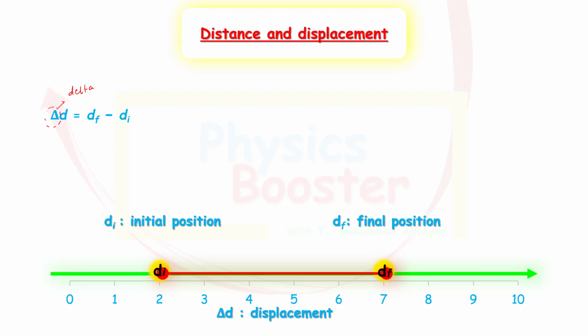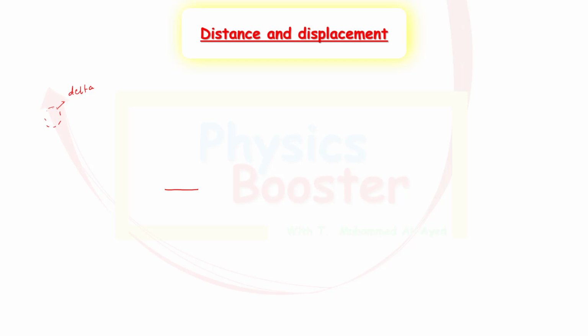So if we want to find it, the final position was equal to 7 meters and the initial position was equal to 2 meters. So we can say that the displacement is equal to 5 meters to the right. Now we mentioned a direction. That rings a bell, right? What does that mean? Let's go back first of all quickly and summarize what we just saw.